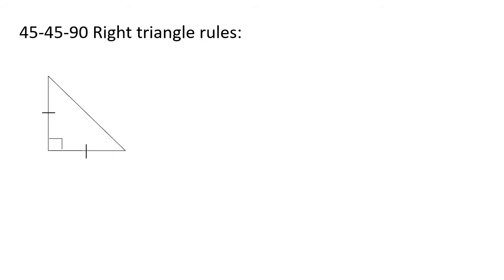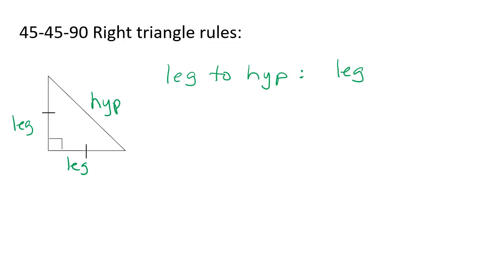All right, so if we are looking at this 45, 45, 90 right triangle, this is a leg, this is a leg, and this is a hypotenuse. And this next set of rules, which I don't love calling them rules, but I don't have anything better to call them, so that's what we'll call them. If we're going from the leg to the hypotenuse, that means we're going to take the leg and multiply it by the square root of 2.